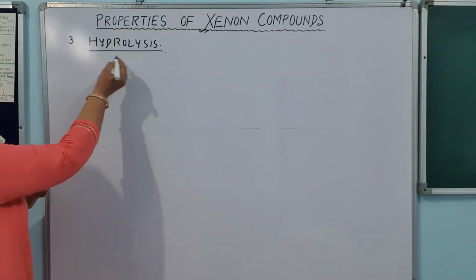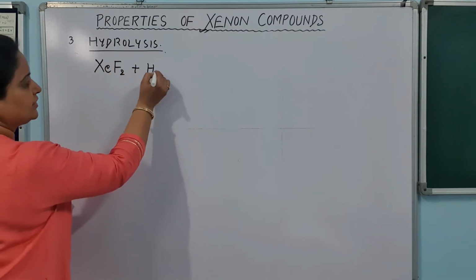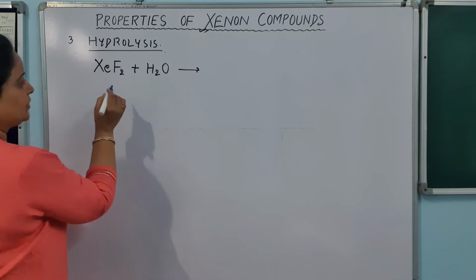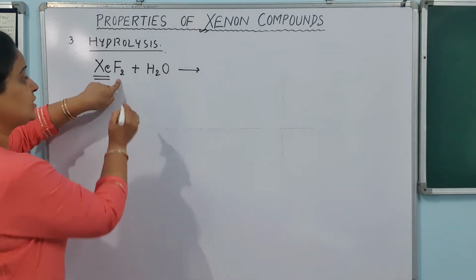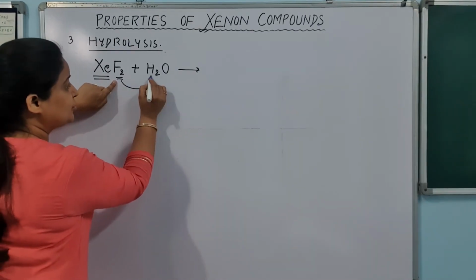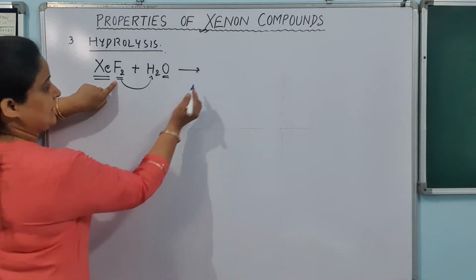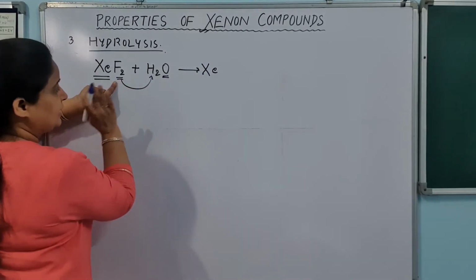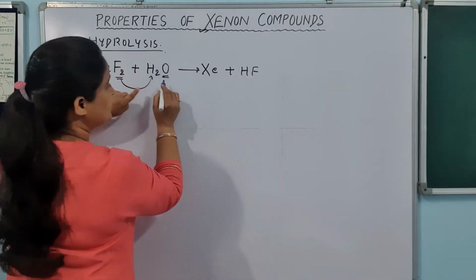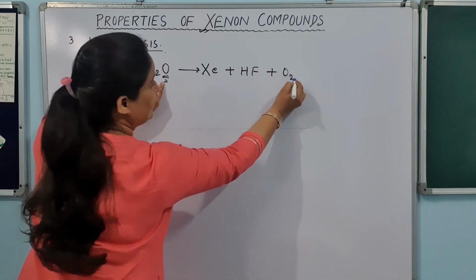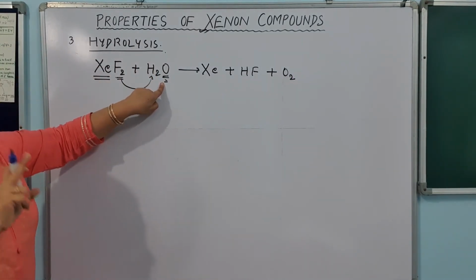In the complete hydrolysis of xenon, I am taking XeF2 first, and I am going to react it with water. Now what is going to happen here? Just because the xenon fluoride is not that stable, it will break down in the presence of water, and this fluorine will love to go with the hydrogen rather than going with the oxygen. So you will get three products. First is xenon, which is now free from the fluorine. Second is HF, and third one is this oxygen, which is getting free. So this is the complete hydrolysis of xenon difluoride.